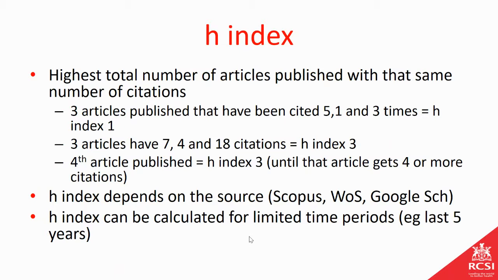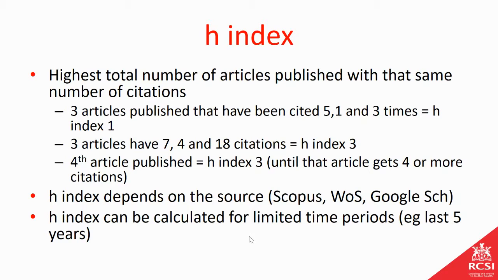H-index does depend on the source. So you can have your H-index that Scopus shows you, as we've just seen with Fergal. He had an H-index of 60, which is very high in Scopus. But if we looked it up in Web of Science, I think I looked earlier and it was 57 or something like that. It was slightly different. And again, Google Scholar may give you a different figure again. Why are they different figures? Because they're looking at different sets of publications. Scopus covers a certain list of journals, Web of Science different, Google Scholar different again, so they can only base their calculation on the data that they've got.